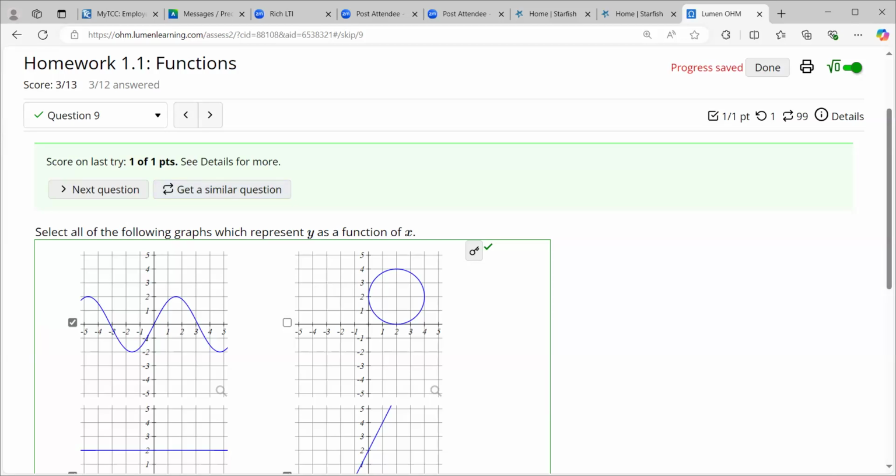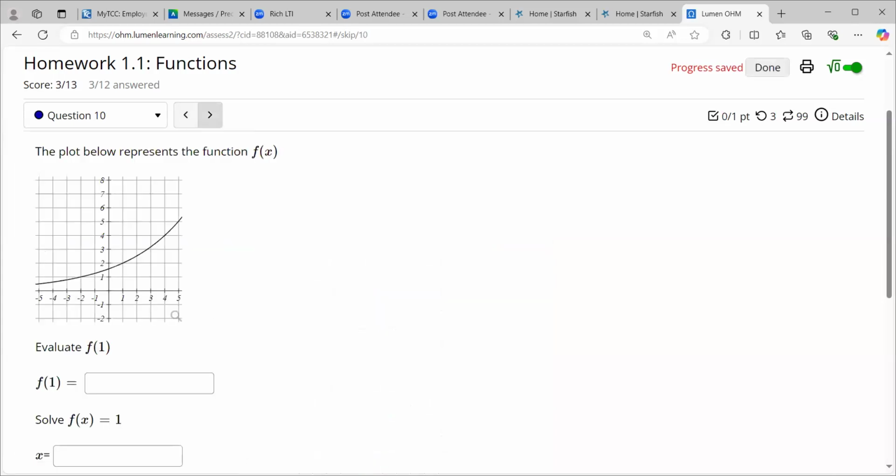Let's go to the next question, number 10. Let's go back to my Lumen. Okay, so that's the vertical line test. I think we are clear on that. Next one, summarize the ways to describe a function.